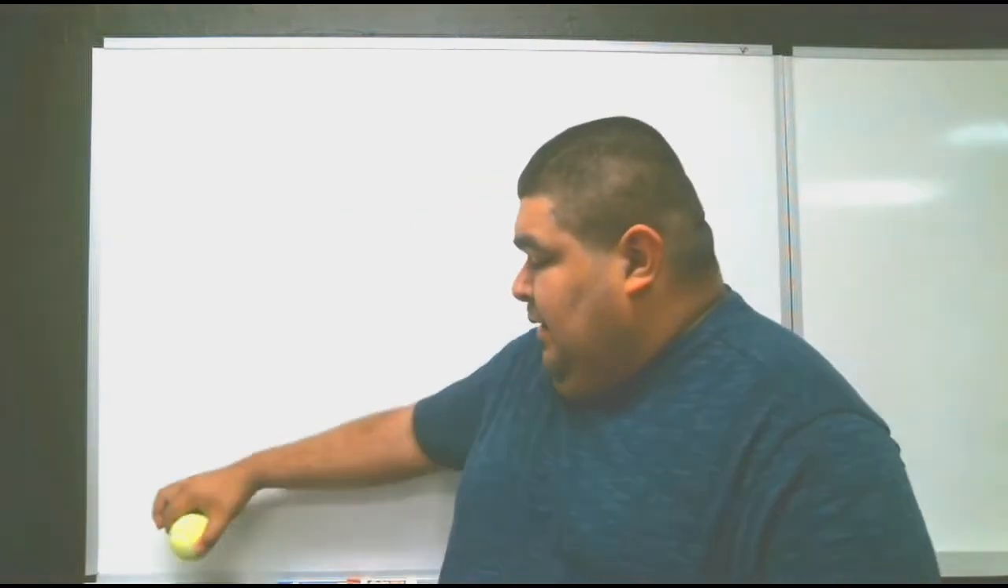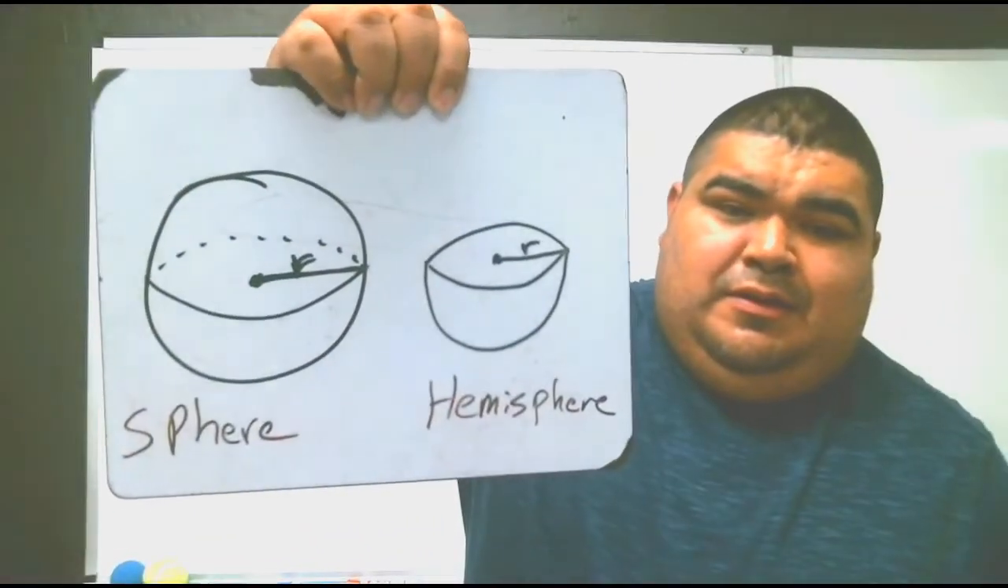If we cut this in half, it is known as a hemisphere. A full piece is a sphere. If you cut it in half, it's a hemisphere. It looks something like this, okay?